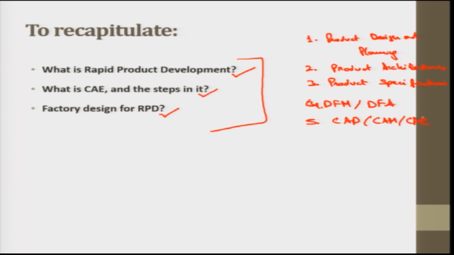So, this includes prototyping, rapid tooling, and all these things, and also we need to have factory or plant design. So, this is what we have discussed in rapid product development.